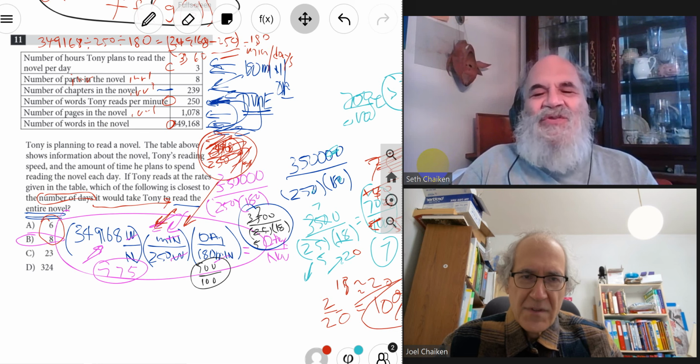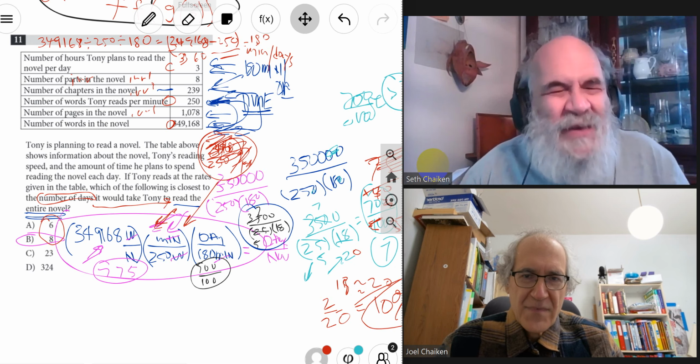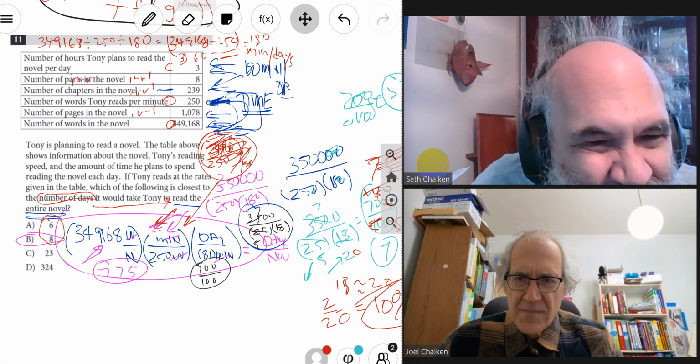He liked to use the slide rule because it forced him to be aware of the orders of magnitude of the numbers he was working with. Yeah, it forces you to think more. It's like driving a manual transmission car. So, is this a reasonable number? Like 8 days to read a novel.